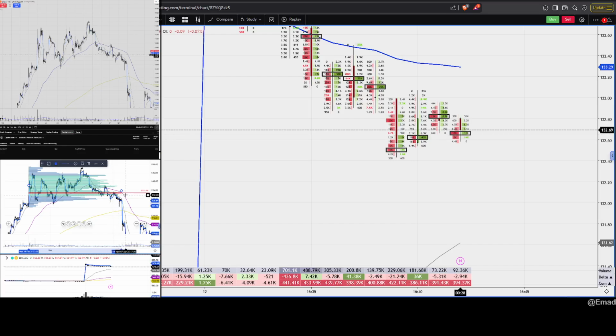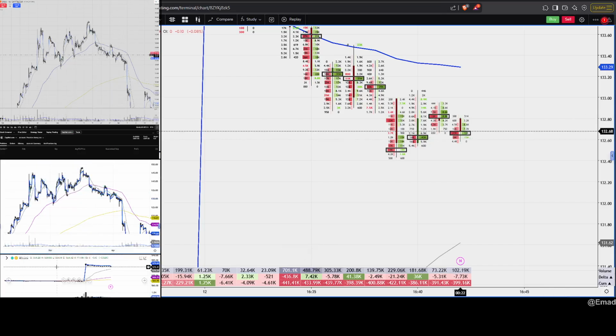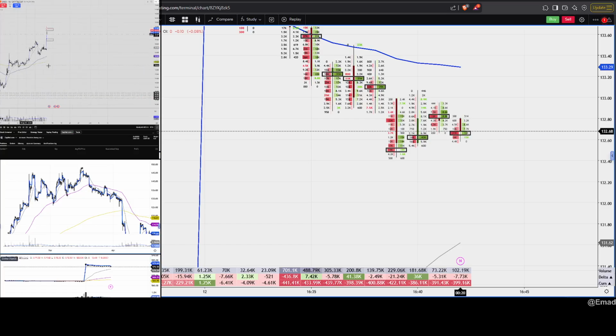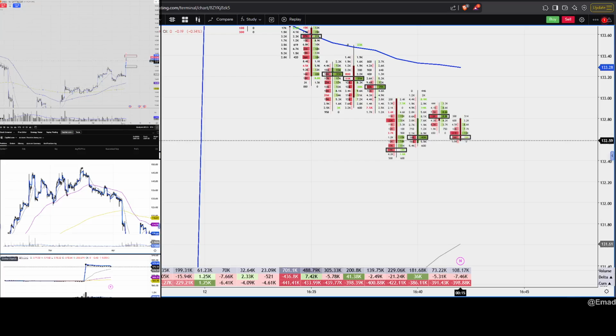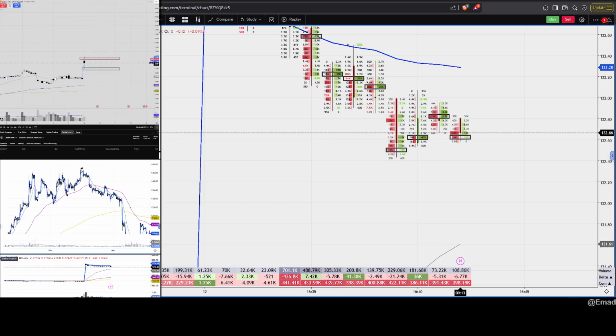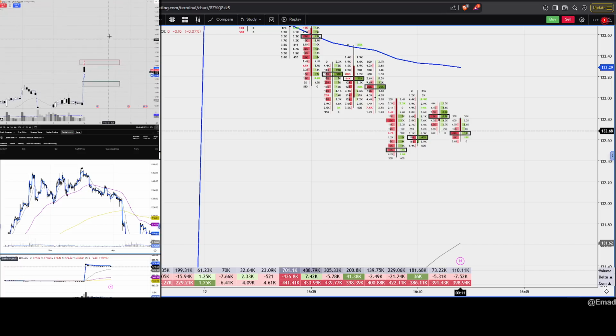Everyone has some weird issue with volume profile. It can bounce in this area. Actually, we can expect a bounce anytime now. So let's try to build profits.